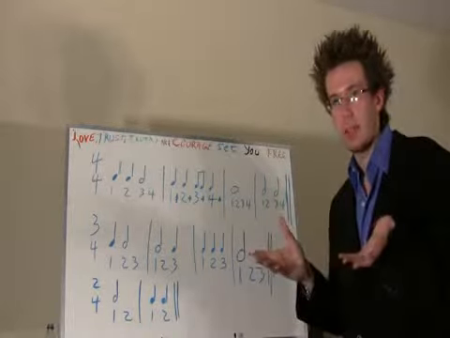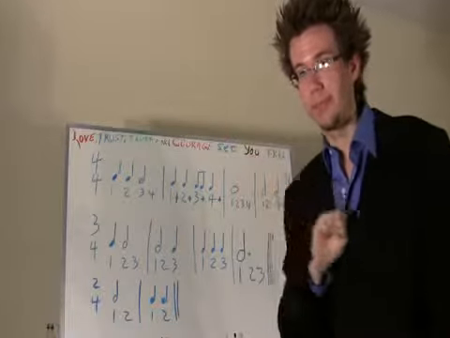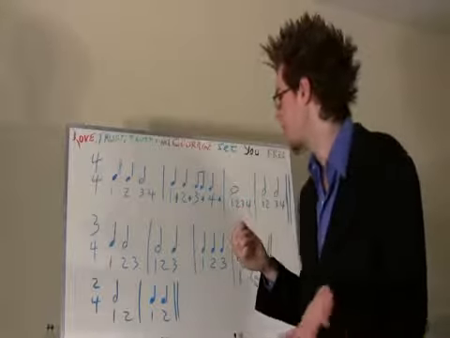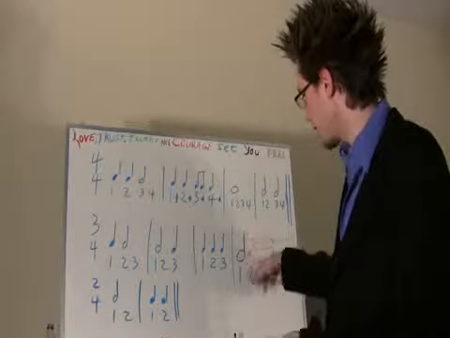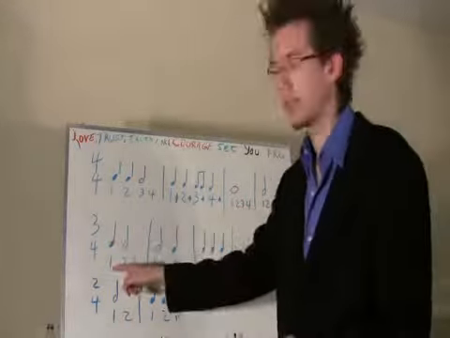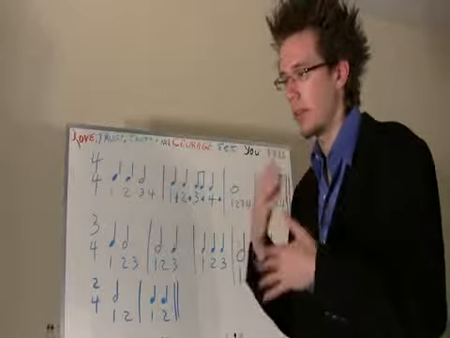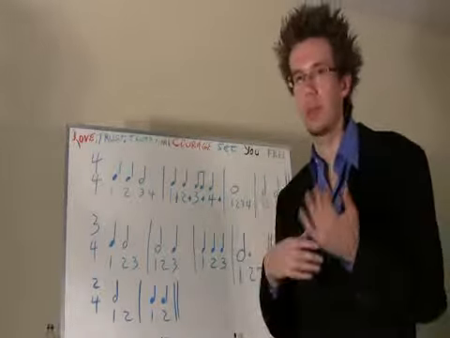Okay, so that's the 4-4 one. Now, with 3-4, it's 3 beats per bar. So we just count up to 3, and that's it. Now I've got a little funky thing here, and I'm going to explain that when we get there, but okay, so this, we have a quarter note and a half note, so it just goes 1, 2, 3. That's it.